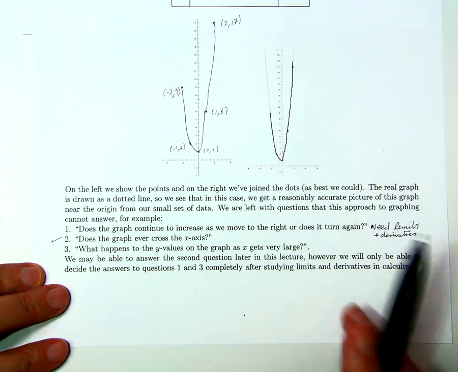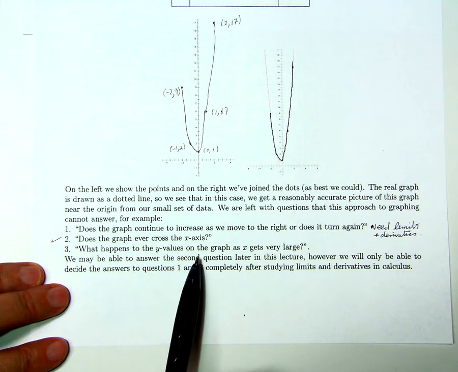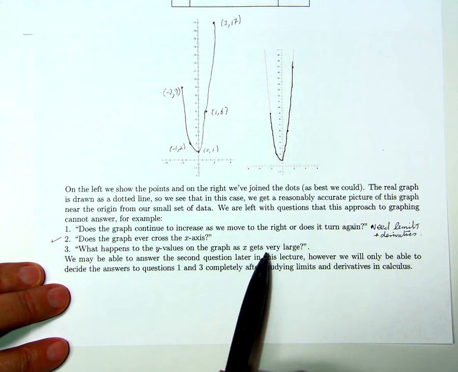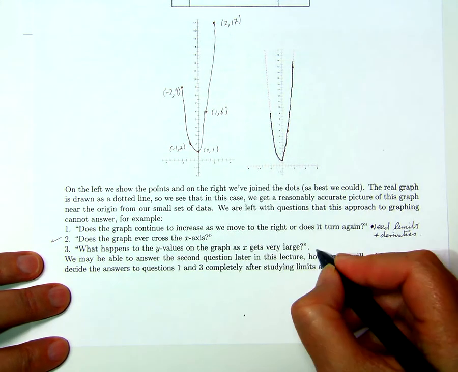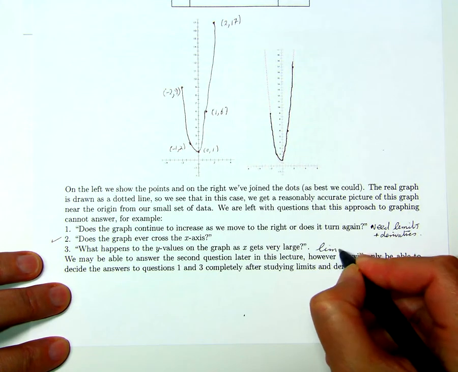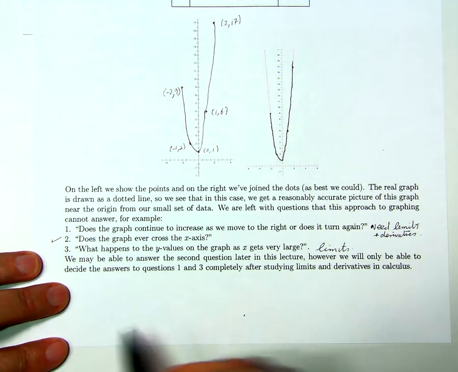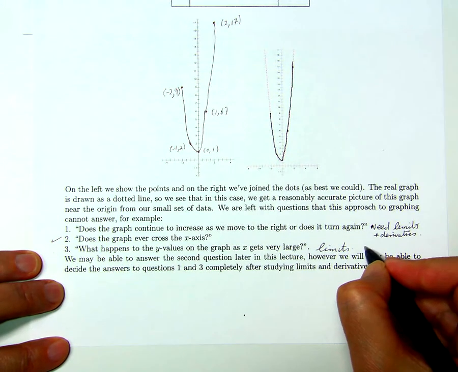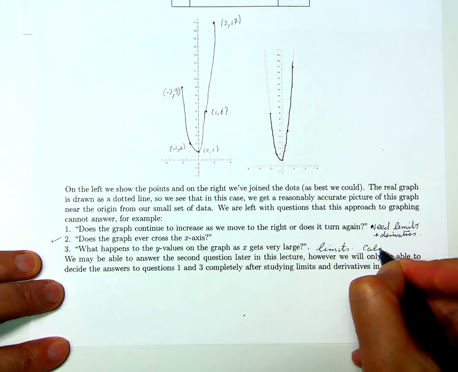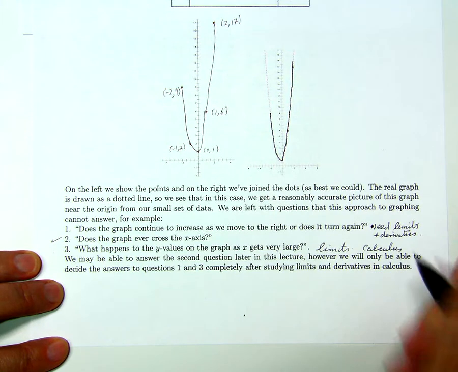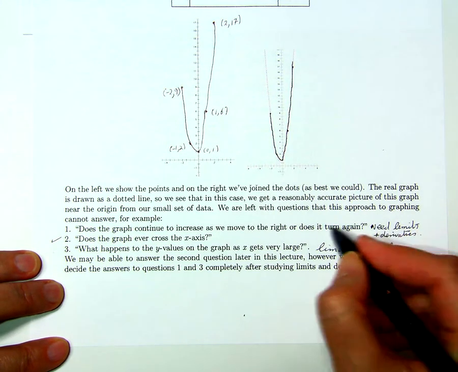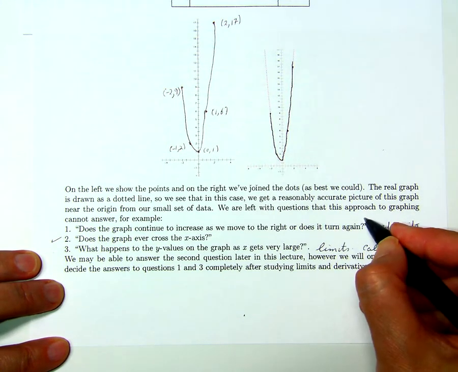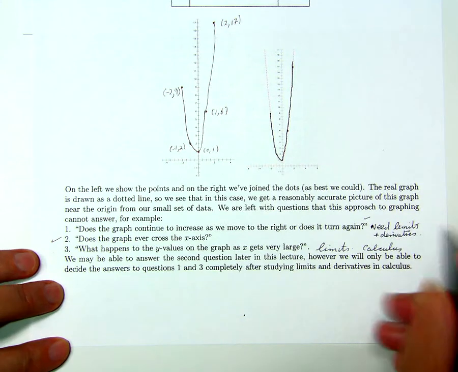And the last nagging question is, what happens to the y values on the graph as x gets very large? And again, we need limits for this. So this will occur later in calculus. And probably this is more of a derivative question, number 1, than a limit question.